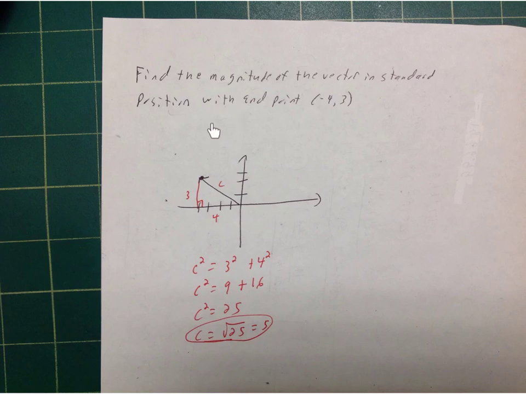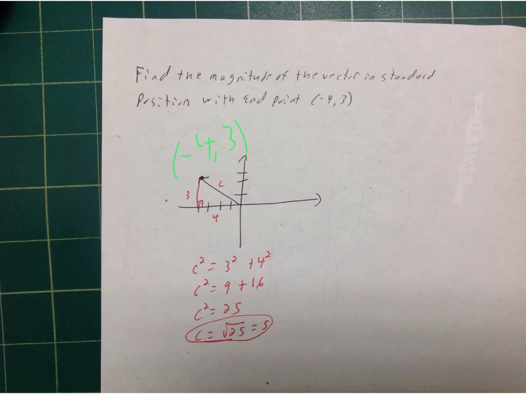Oh, I saw your question on the discussion board: find the magnitude of the vector in standard position with endpoint -4, 3. So I drew a sketch of it. Here's the endpoint. Let me mark it. That endpoint's -4, 3.